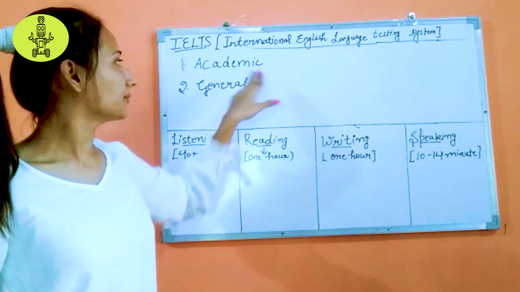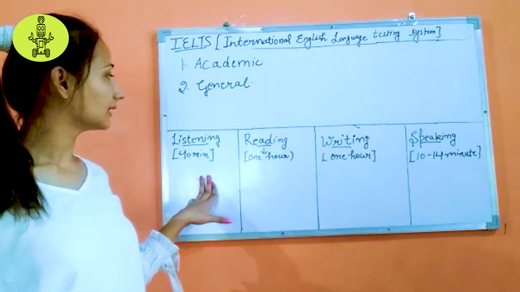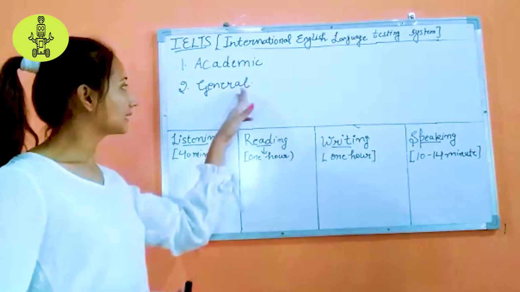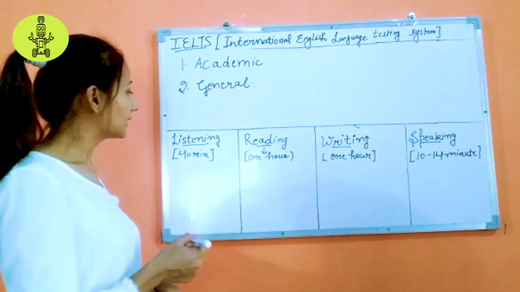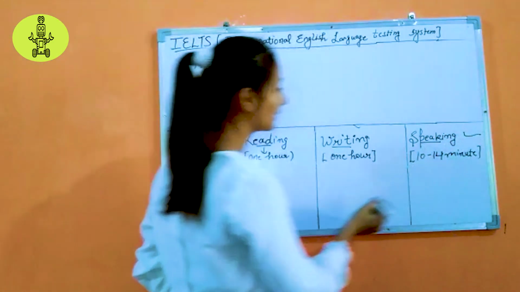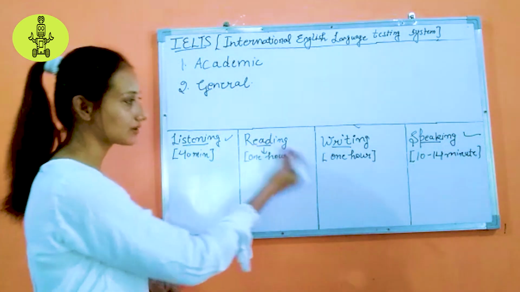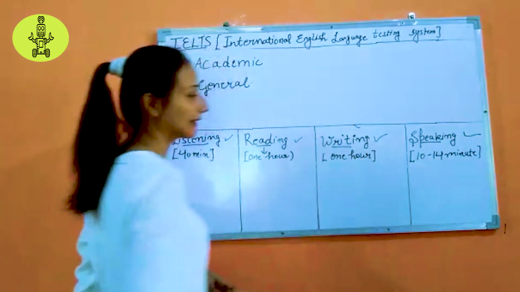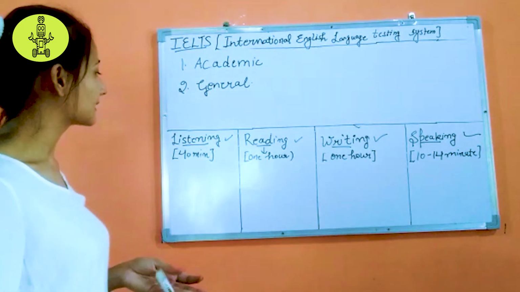In IELTS Academic and General, both have four modules: reading, listening, writing and speaking. So what is the difference between Academic and General? Listening and speaking are exactly the same in both. Whatever the student gets in Academic is also related to General. But in the case of reading and writing, they have slight differences. So let's start.